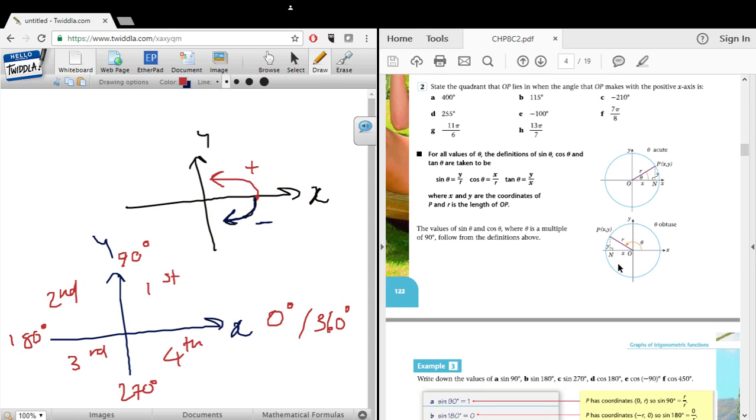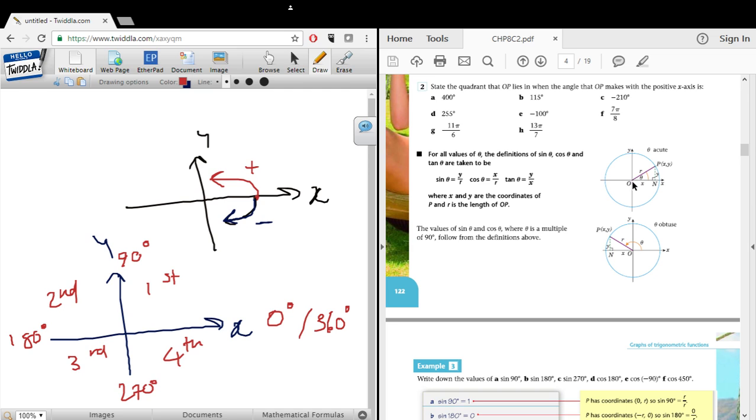For all values of theta, the definitions of sine theta, cos theta, and tan theta are to be taken as follows. Sine theta equals y over r, cos theta equals x over r, and tan theta equals y over x. So it's a SOHCAHTOA rule, but you can see now that instead of using hypotenuse, adjacent, and opposite, they're using x, y, r. X is with regards to the x-axis, y with regards to the y-axis, and r is the radius, and then it makes the theta, which is the angle.